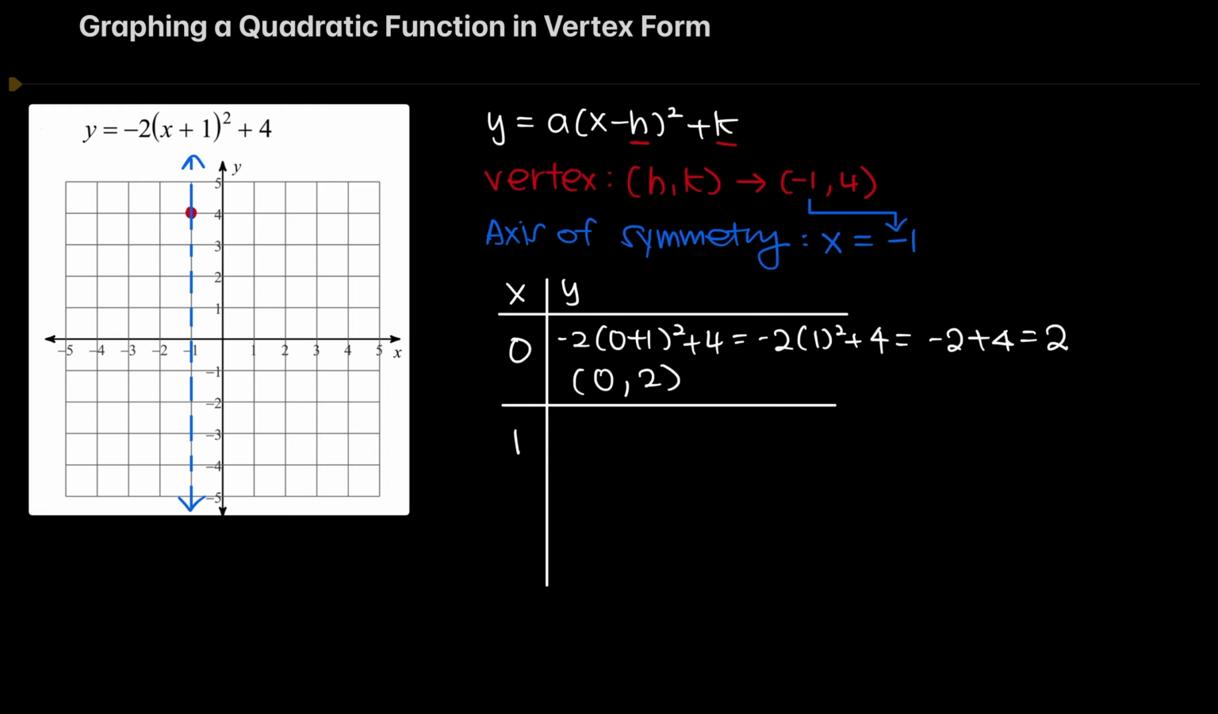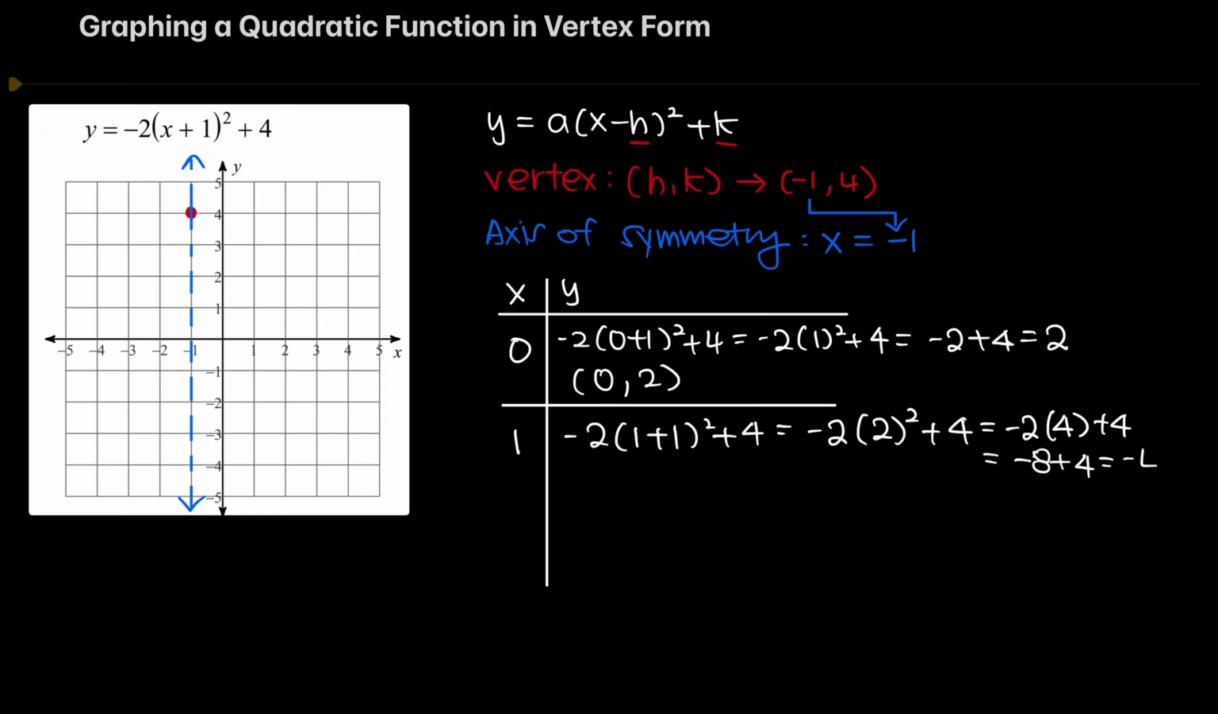Okay, 1. If you plug in the 1, because we're counting up, this is the right side of the symmetry. -2(1 plus 1) squared plus 4. -2 times 2 squared plus 4. That gives me -2 times 4 plus 4. That gives me -8 plus 4, which is -4. So our ordered pair should be 1, -4.